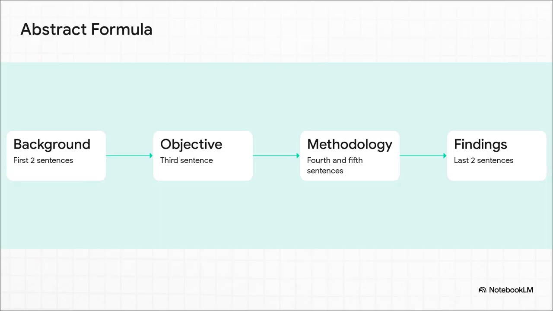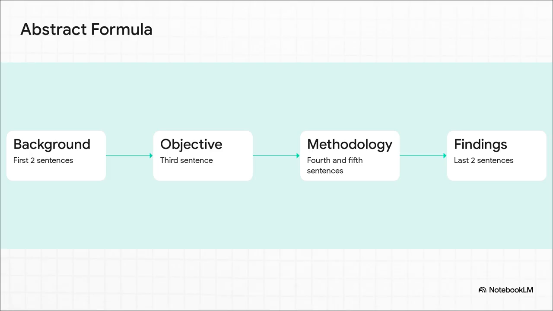Dr. Joshi actually gives us an incredibly strict, almost mathematical formula for writing the perfect abstract. Seriously, look at this sentence-by-sentence breakdown. Your first 2 sentences, that's your background. The third sentence is strictly for your objective. Sentences 4 and 5 have to cover your methodology. And the last 2 sentences are purely for your findings.